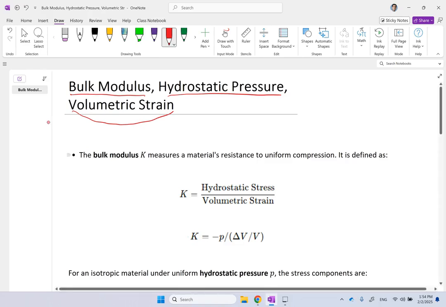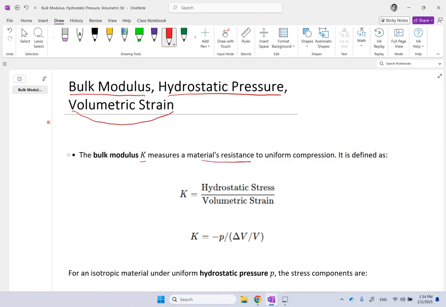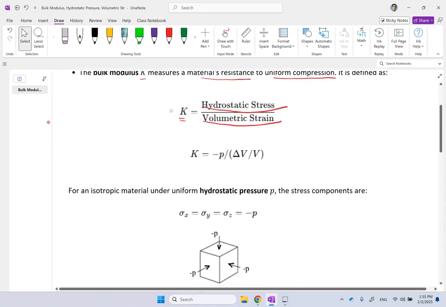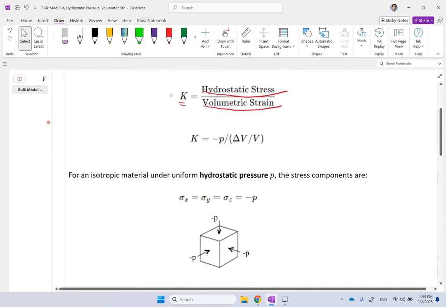So the bulk modulus K is a measurement of a material's resistance to uniform compression. If you squeeze some material from all different directions with the same amount, with the same pressure, how much could you reduce the volume of the material? How much could you compress the material? It is defined as the hydrostatic stress over volumetric strain. And first, we have to see what hydrostatic pressure, or stress, means.